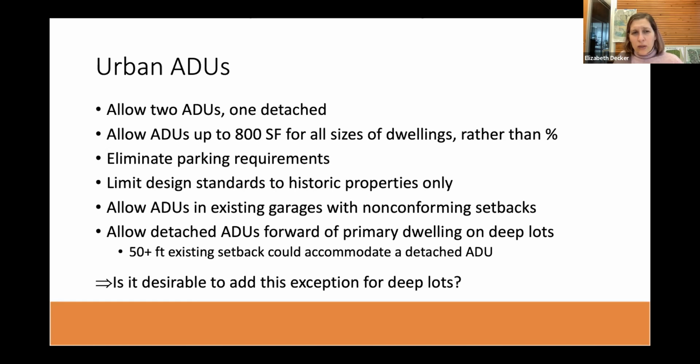And then another piece that we heard specifically was that there are some lots, maybe some of these R-20 or R-10 lots, that are really deep and have the primary dwelling set back really far from the road, so there isn't room for the ADU behind it, but there is such a setback. So we're looking at a way that we can accommodate a detached ADU on those lots. There's a carve out proposed that if you have a deep lot, I picked 50 feet for lack of a better number, happy to hear a different number, and enough room in a really deep setback, you could add a detached ADU in the front.